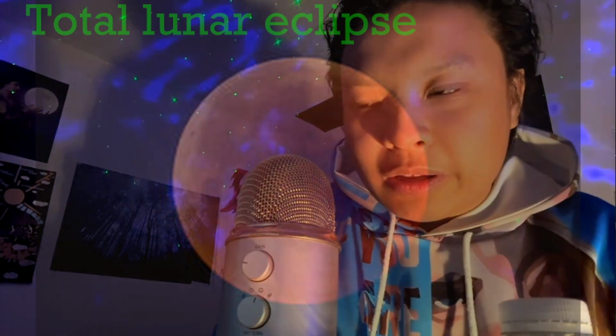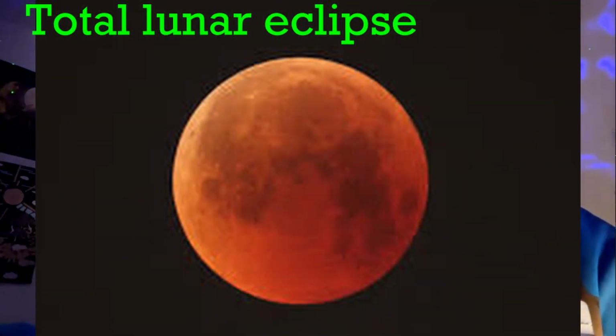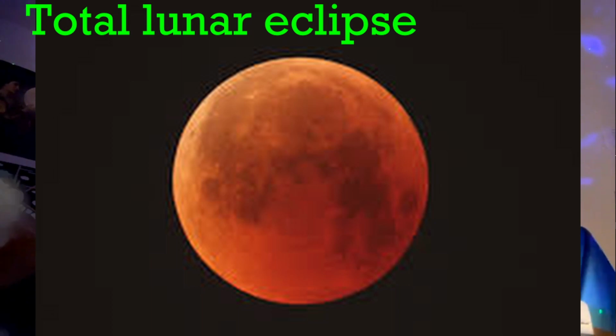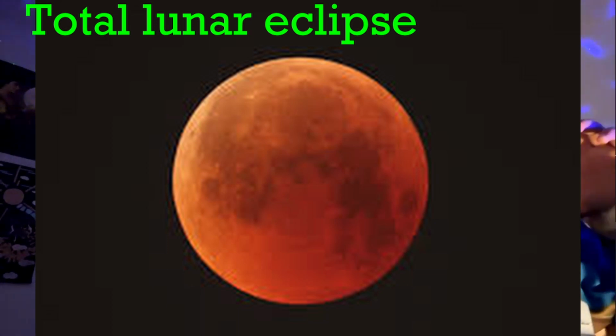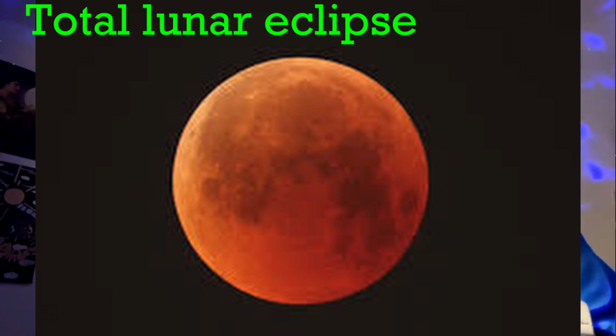It's partially blocked. And then there is my favorite one, a total lunar eclipse. A total lunar eclipse is when the moon completely goes within the Earth's main inner shadow, the umbra. So the moon goes completely inside the shadow. And total eclipses are the ones where the moon becomes red.